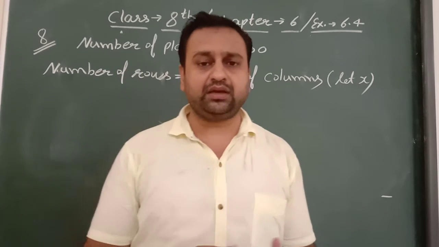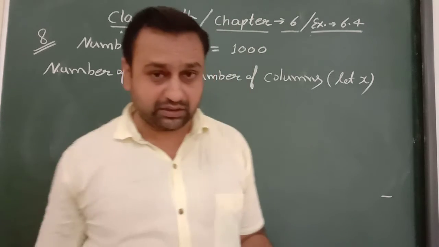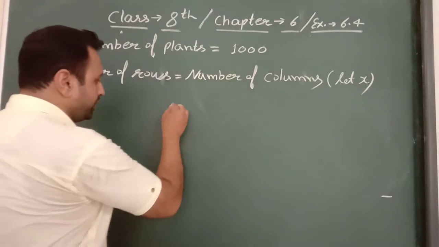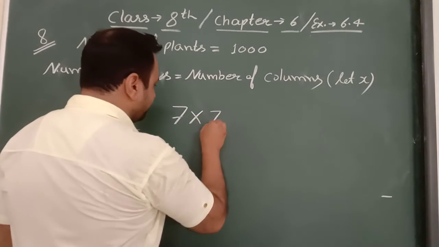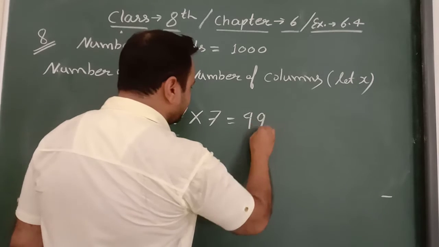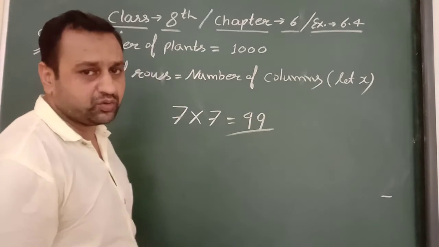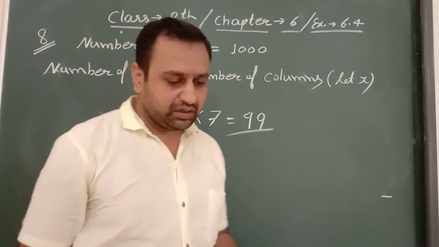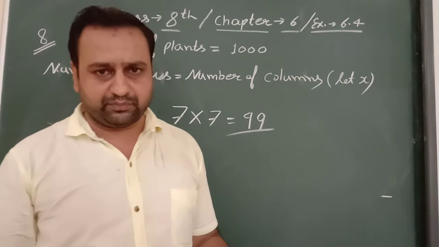When you multiply a number by itself, the number obtained is called a perfect square. For example, 7 multiplied by 7, we obtain 49. The 49 is a perfect square number. And we study some properties.